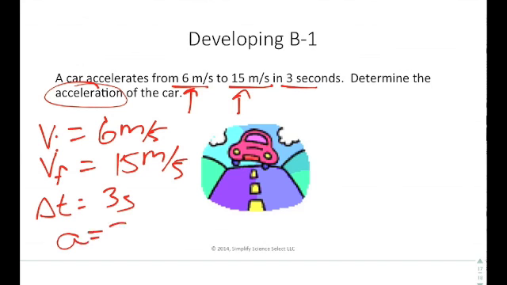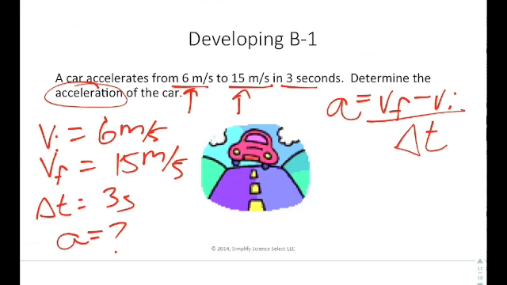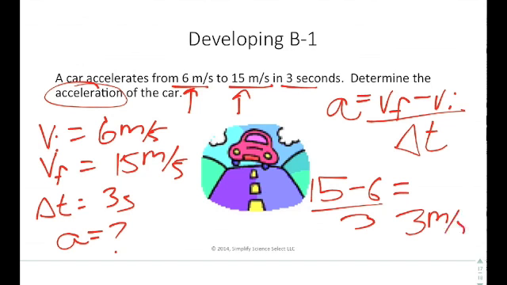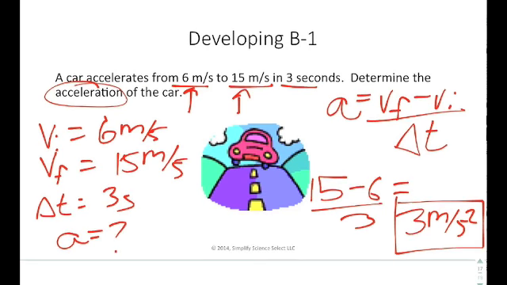I'm trying to figure out the acceleration, and I'll use the equation a equals Vf minus Vi over t. I plug in my numbers and I get 15 minus 6 over 3. 15 minus 6 is 9, and 9 divided by 3 is 3 meters per second squared. So that's an example of how to use this particular acceleration equation. Let's look at another example.